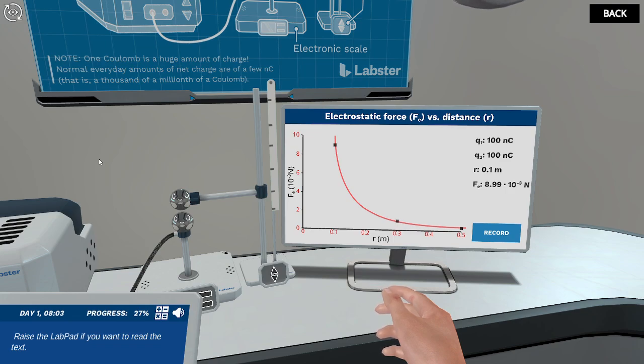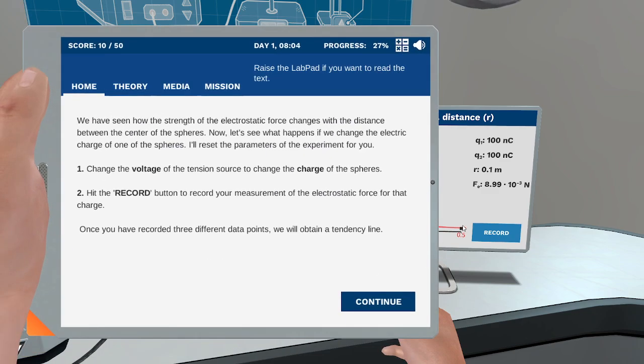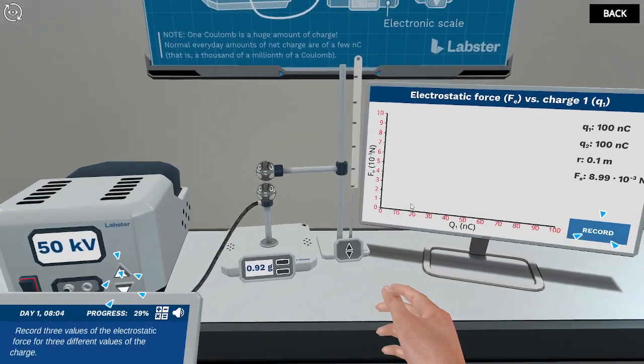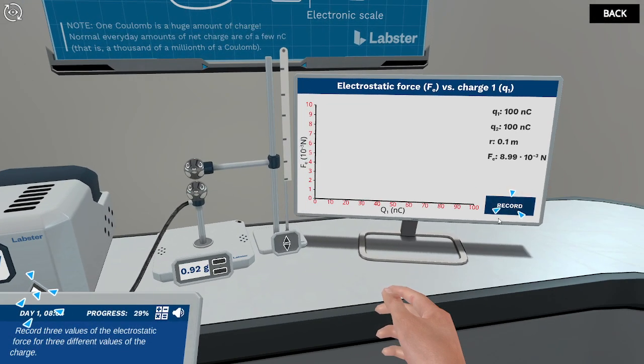Hit the record button to record your measurement of the electrostatic force for that charge. Once you have recorded 3 different data points, we will obtain a tendency line. Record 3 values of the electrostatic force for 3 different values of the charge.